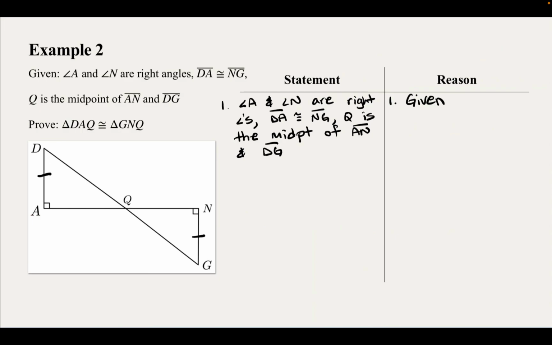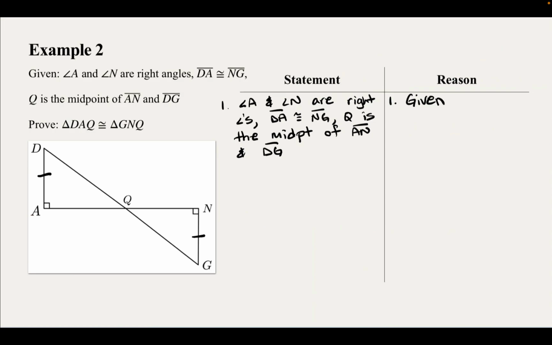I'm going to put the tick marks there. Q is the midpoint of AN and DG. Now, if your intuition is telling you that you should put tick marks in your diagram, you're correct. However, because we have actually made that statement that there are congruent segments, we're not going to put it in our diagram yet. We will, but we won't do it just yet. So we want to prove 3 sides and 3 angles. Let's start off with the sides.